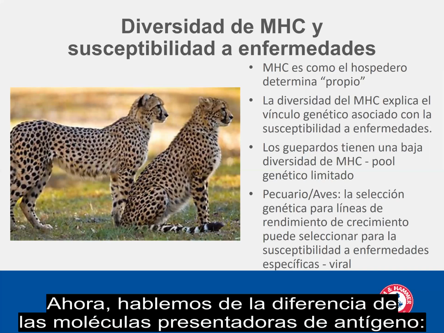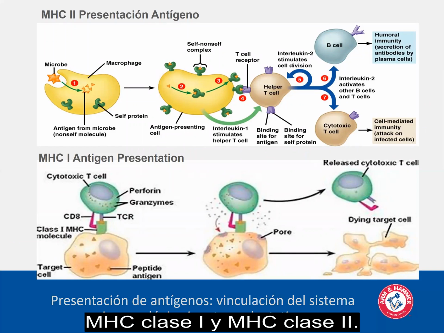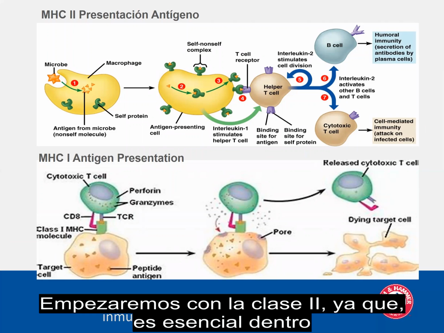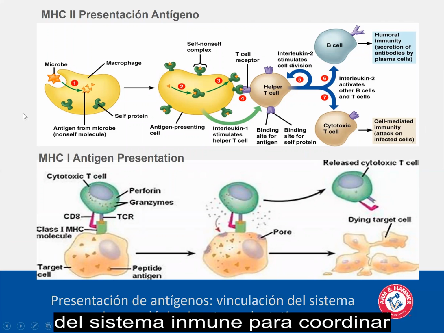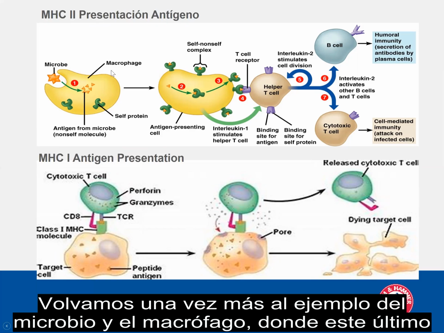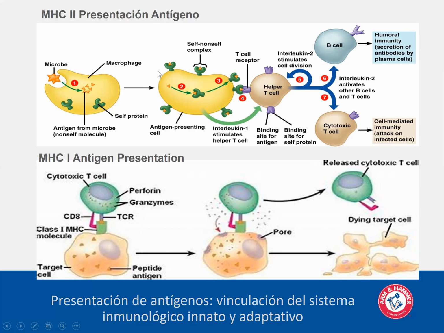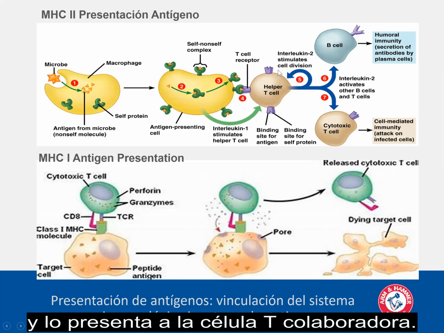So let's talk in a little more detail about the differences between the two antigen presentation molecules, MHC class 1 and 2. We'll start with 2, because from an immune response standpoint, that one is really the most integral for coordinating the innate and adaptive immune response to a pathogenic challenge. So again, we're back to the example of our macrophage with the microbe: it breaks it up, puts it on its cell surface, and presents it to the T helper cell.